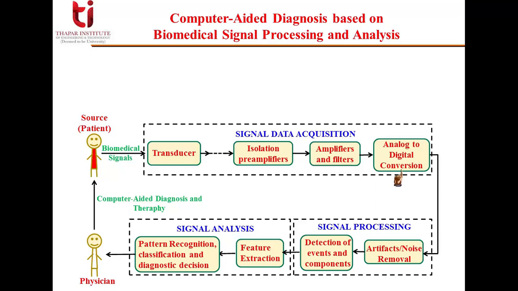The first part is artifact or noise removal in signal processing. This we will discuss more in coming slides. Now next is the detection of events and components depending upon the type of biomedical signal, that is whether it corresponds to an EEG signal, ECG signal, etc. So these two, noise removal and detection of events, are the two main components of the signal processing block.